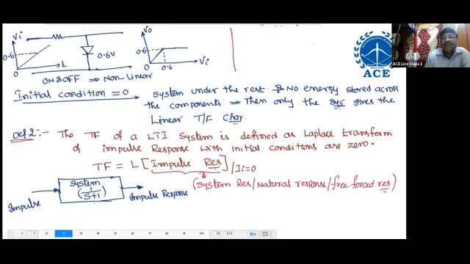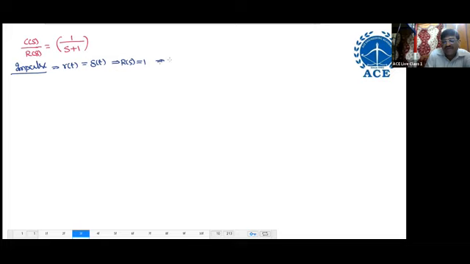For example, I have taken a system, 1 by s plus 1. So C of s by R of s equals 1 by s plus 1. It is a system. If I consider the input as an impulse, R of t is del of t, and R of s equals 1. Then what is C of s? What are we getting?